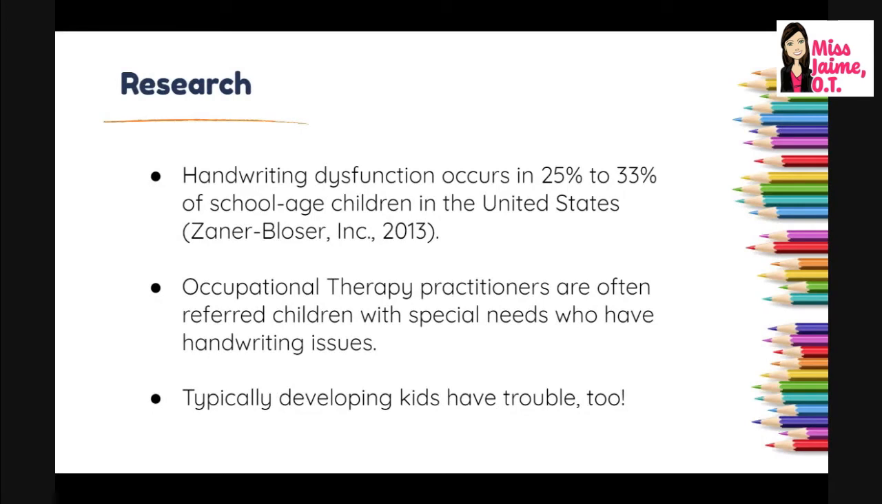Research shows that handwriting dysfunction occurs in 25 to 33% of school-age kids. That's a lot of children. That's 1 in 4 kids. So 1 in 4 kids is having difficulty with handwriting. And to add to the problem, there's less time for handwriting instruction. So we've got something going on here that we've got to conquer.